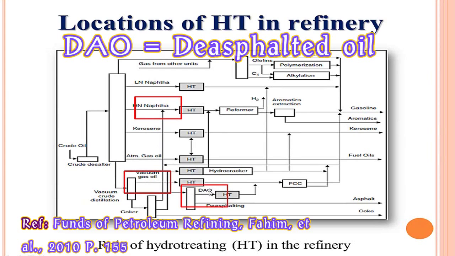However, in the case of DAO, which is an abbreviation of the deasphalted oil, some hydrogen can be added to this, and then it will get lighter before feeding into FCC. And this can also act like hydrotreating to get rid of some sulphur that may be contained a little bit in the DAO.